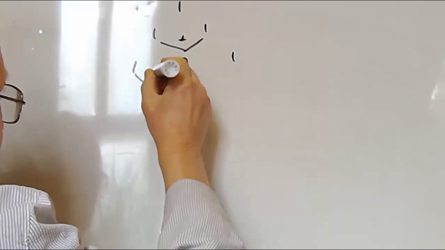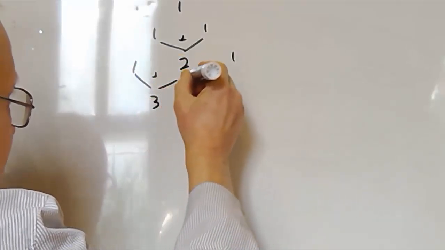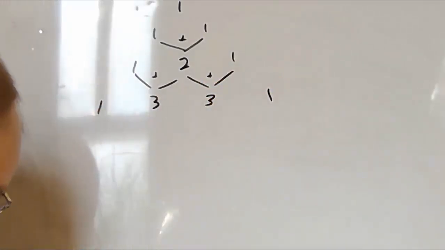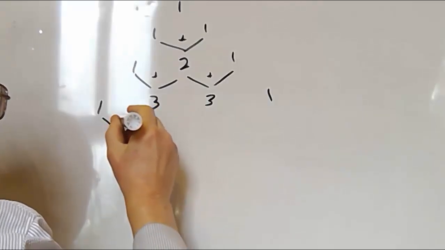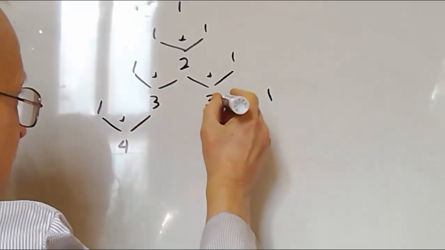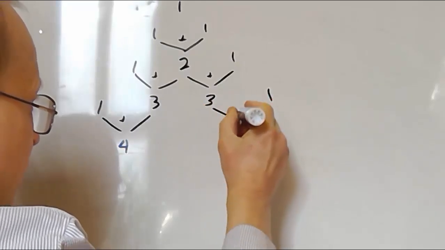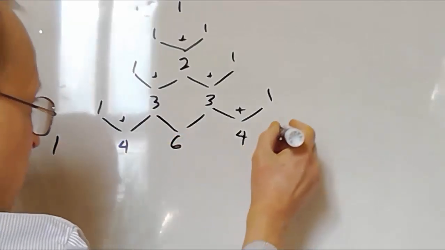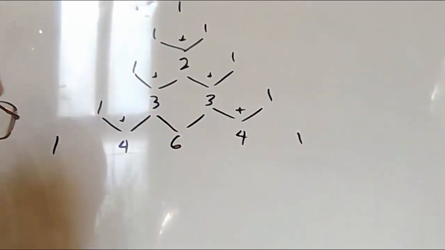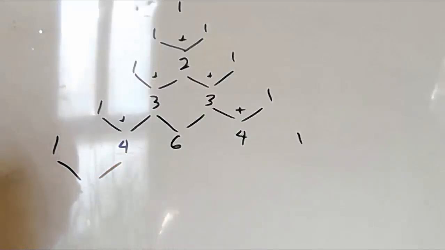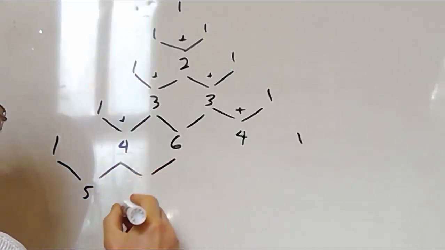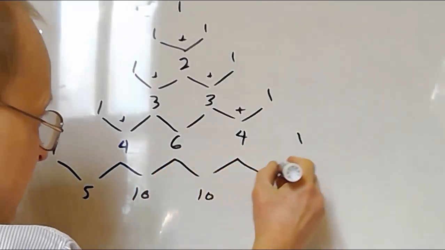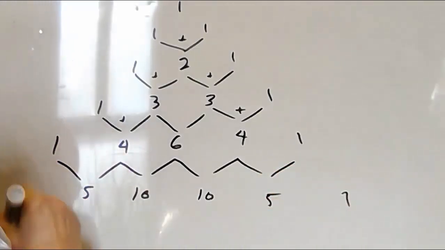And then we add 1 plus 2 is equal to 3, 3. And we add 1 plus 3 is equal to 4, and 3 plus 3 is equal to 6, and put the 1s out here. Okay, we can continue doing this. 1 plus 4 is equal to 5. 4 plus 6 is equal to 10. 6 plus 4 is equal to 10. 4 plus 1 is equal to 5, and put the 1s out here.